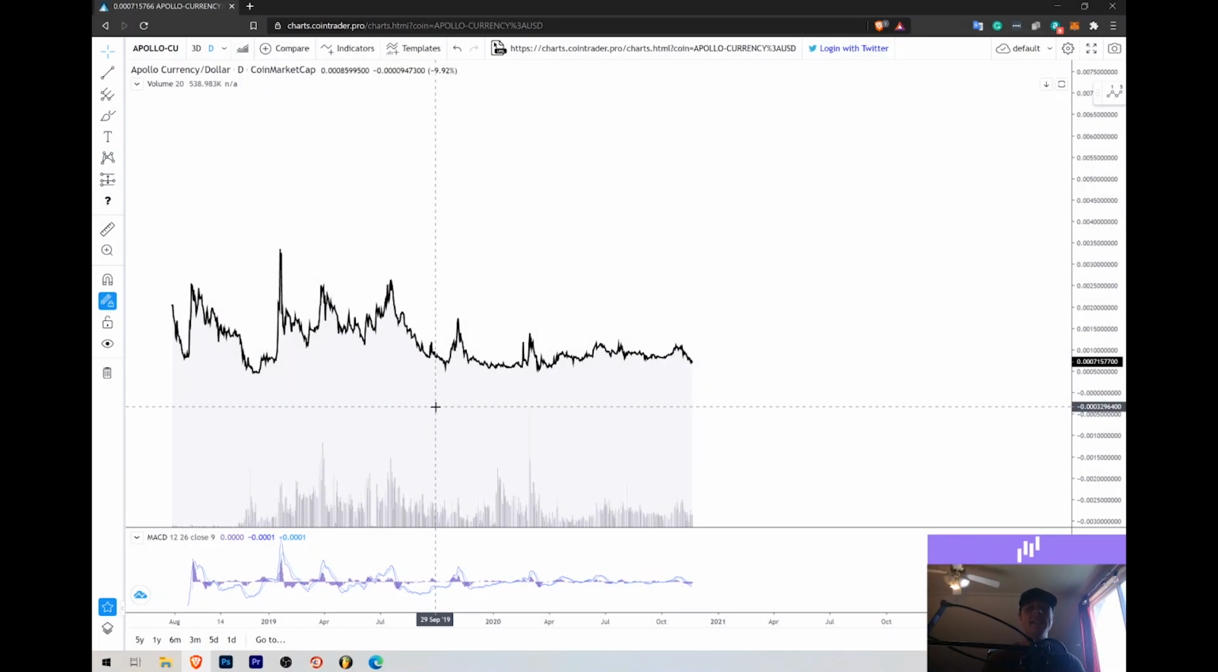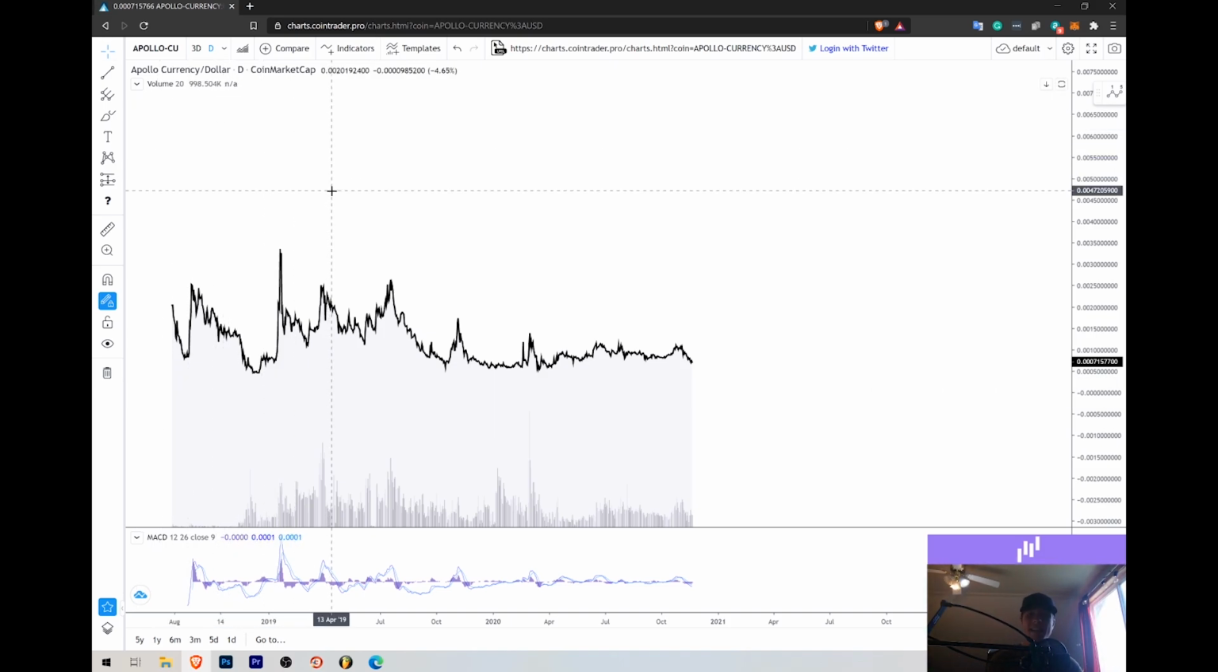So as you guys can see, this is Apollo currency versus the dollar. Now, initially, when you look at this chart, you guys might just see a large downtrend. But actually, if you look at this chart a little bit more closely, we see a very strong basing pattern. So I'll get into that in just a second.